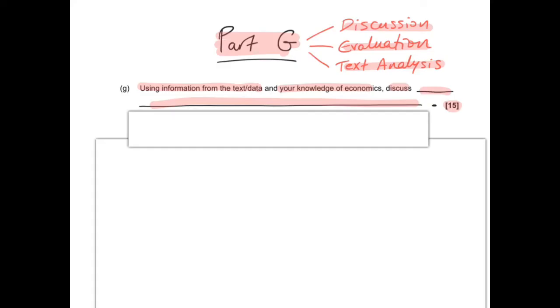Now, it says using information from the text and data as well as your knowledge of economics. This is where you combine your knowledge of economics with the text and the data that is provided, and then you discuss based on the question. Let's have a look at the rubric so I can give you some tips for tackling this question.